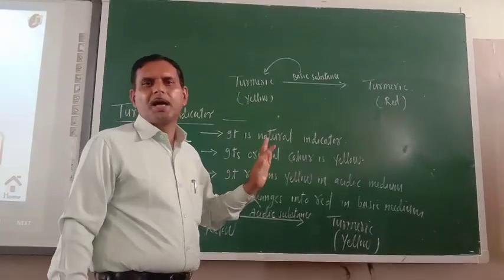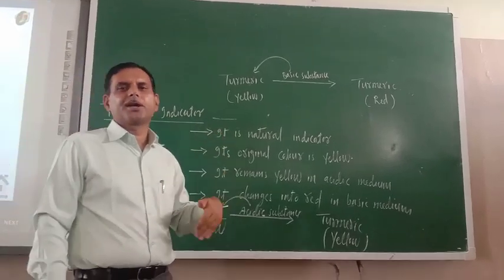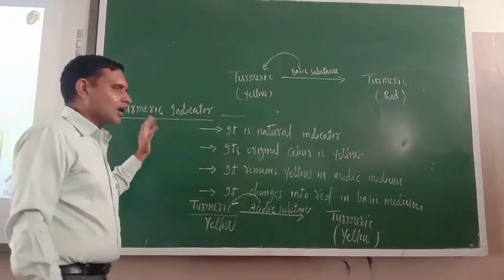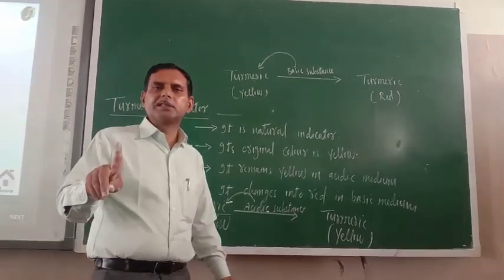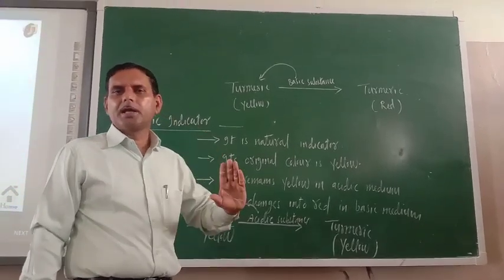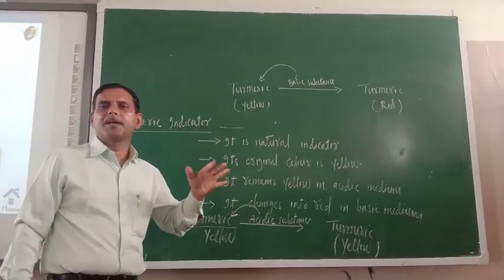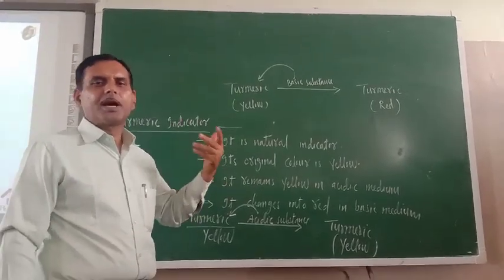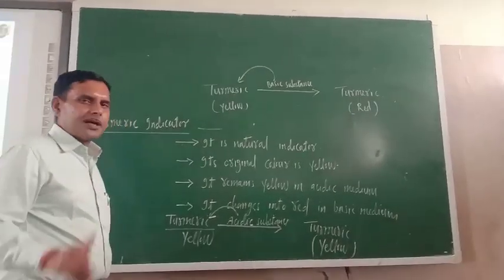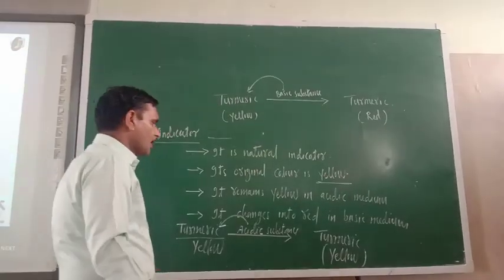Good morning. As I promised yesterday, we'll teach the turmeric indicator today. So today it is the turn of the turmeric indicator. As you know, turmeric is a natural indicator. It is found in nature, and daily we are eating turmeric, sometimes in the form of curry, sometimes in the form of dal. So the first point is it is a natural indicator. Its original color is yellow.